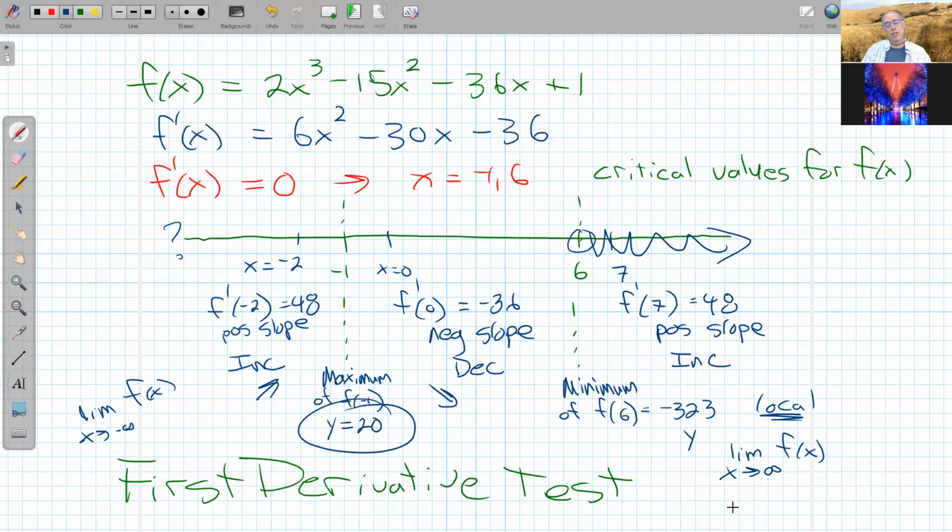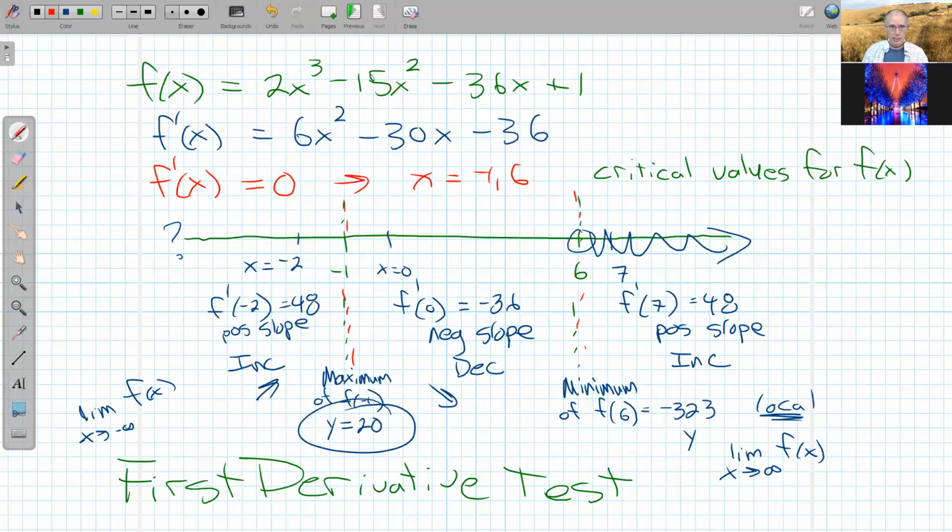So the first derivative test just says, find the places where the derivative is 0 or undefined. Once you have those, break up a number line. That's what we did here. We said, here are the critical values. Split up the number line and then make some tests for values in between and see what's going on there.